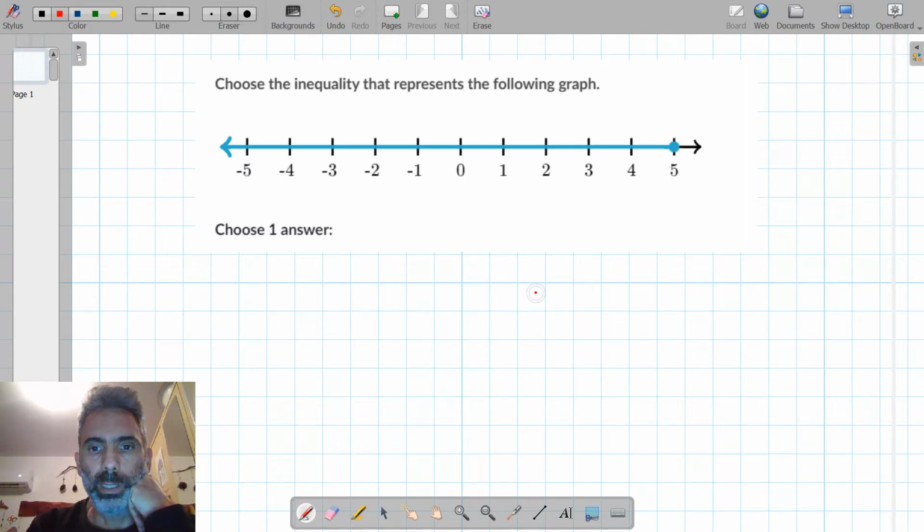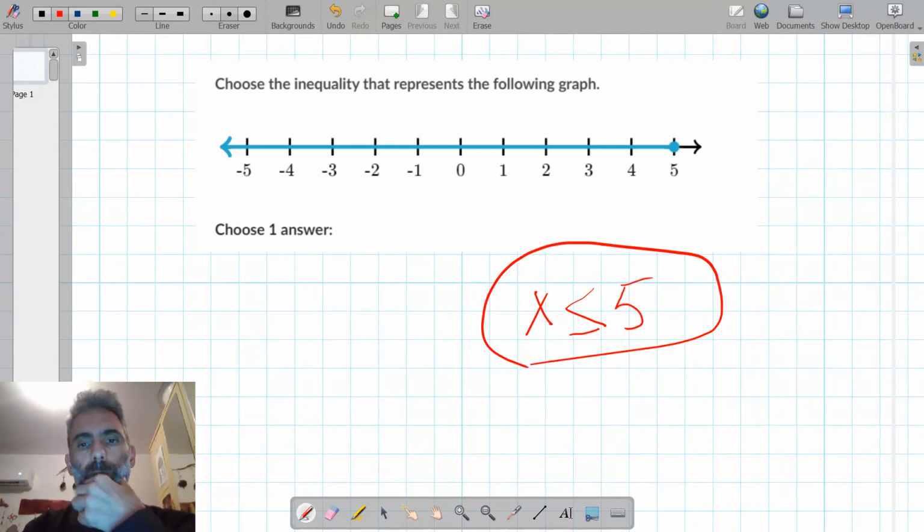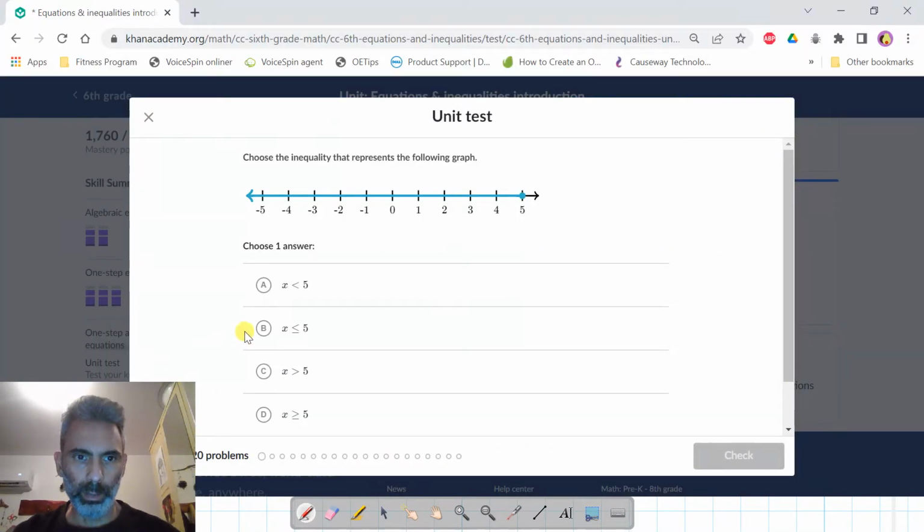So let's say that the number x represents all the possible values that are less than 5 or equal to 5. So this is the inequality that we are looking for. X is less than or equal to 5.